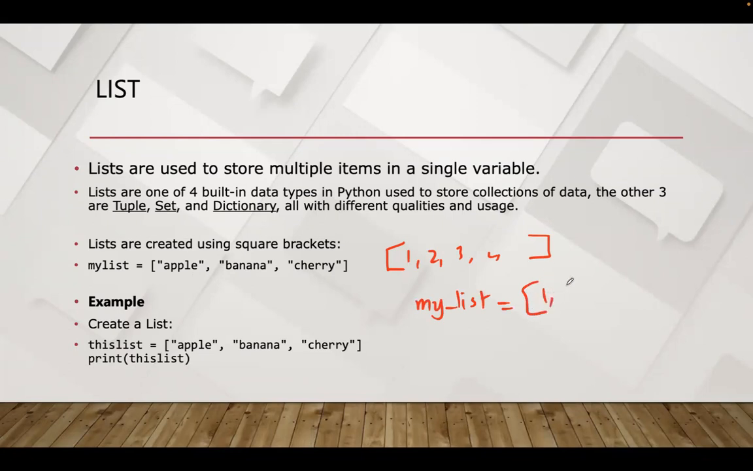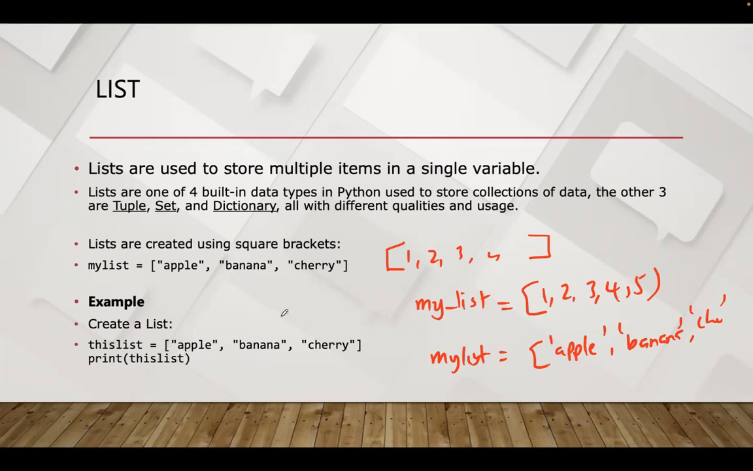If it's numbers, you just write 1, 2, 3, 4, 5, 6, 7. You don't put quotation marks. But if you want to write my list and you want to write strings in it, you have to quote it with either a single quote or a double quote. Banana, comma, cherry. So you put a single quote or a double quote. This is how we do it. So you want to create a list, call it this list is equal to this.